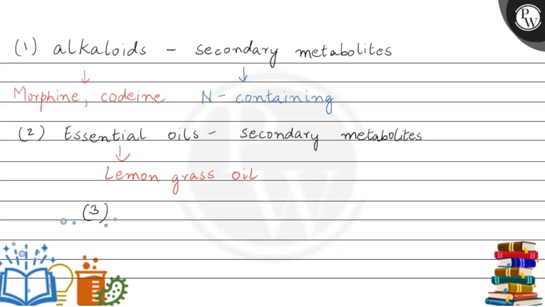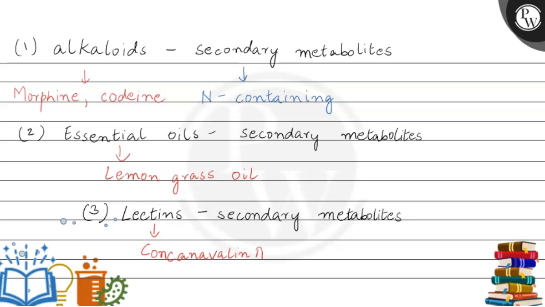Now the third option is lectins. Again, lectins are also secondary metabolites, and the types of lectins include Concanavalin A. So Concanavalin A is the most famous type of lectin. So Concanavalin A is a type of lectin.